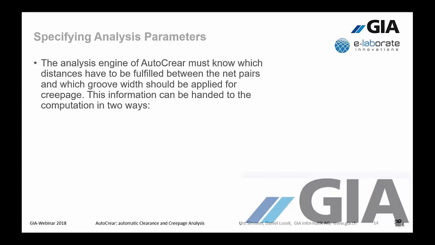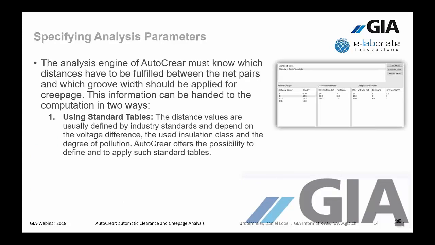Then when you have defined all the nets, you are defining some parameters. You're bringing in, let's say, the safety regulations: what are the distances required for a specific voltage difference. That can be easily done in AutoCrear with a standard table. In the background, under the hood, there is an Excel file for that. If you would like to change the Excel file, you can do it there.